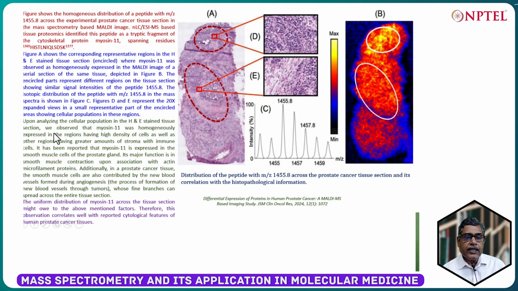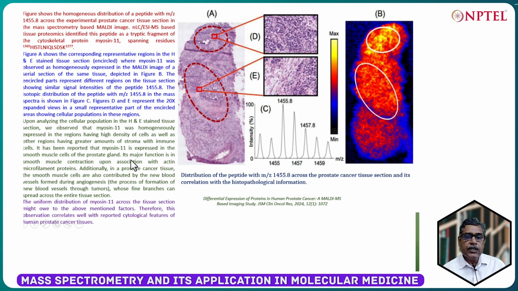Upon analyzing the cellular population in the H&E stained tissue section, we observed myosin 11 was homogeneously distributed in this region, having a high density of cells, as well as in other regions having a greater amount of stroma with immune cells. So, it is basically distributed all over the place; in this region it is high, but in these regions the intensity is almost the same.